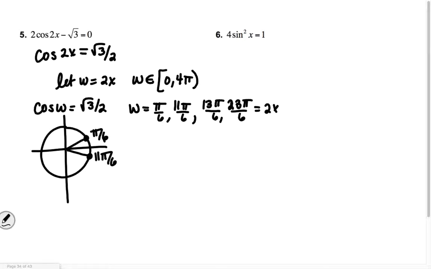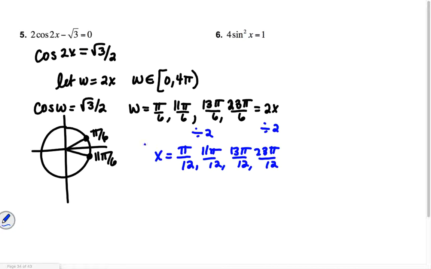And that's equal to 2x. So if I want to solve for x, I divide everything by 2. So you guys pros at this now? Pi over 12, 11 pi over 12, 13 pi over 12, and 23 pi over 12. That one didn't involve much thought because none of the numerators were even, right? So we're just multiplying by 1/2. That's the same as dividing by 2. Did I lose ya?